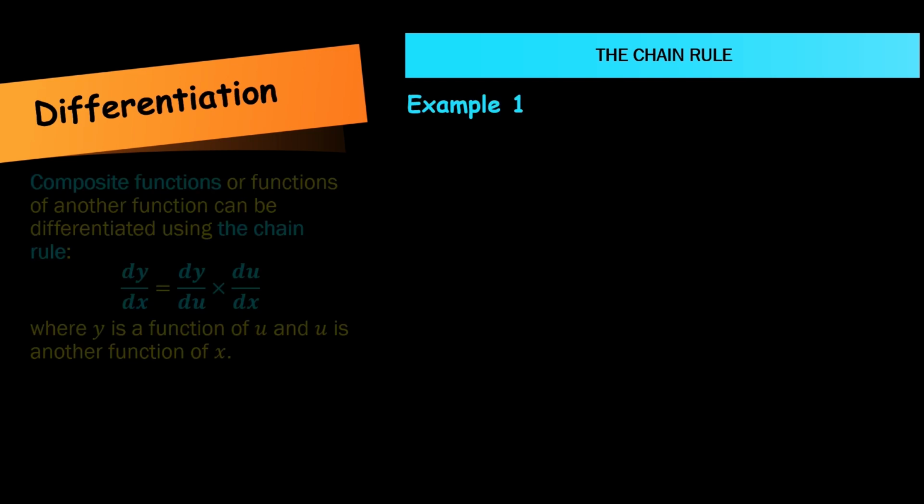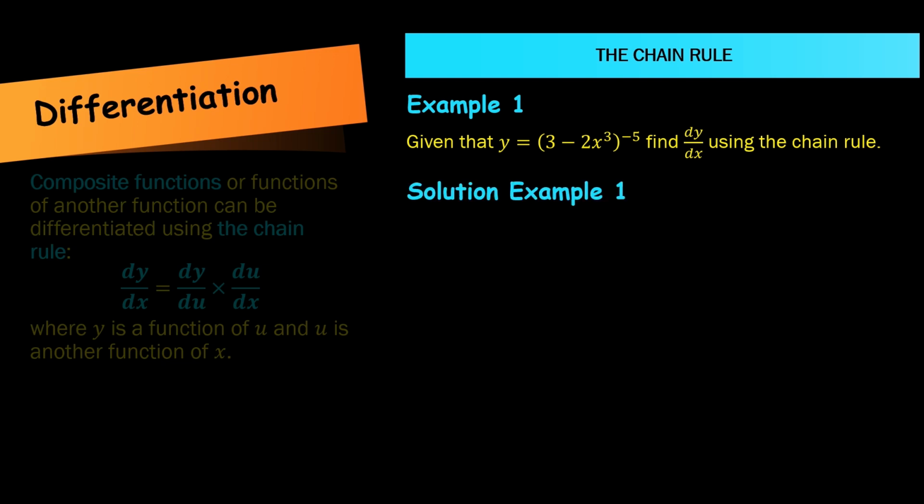Let's take a look at an example. Pause the video and have a go. Press play when you're ready to view the solution. In this example, given that y equals (3 minus 2x cubed) all raised to the power minus 5, find dy/dx using the chain rule. So let's solve this.